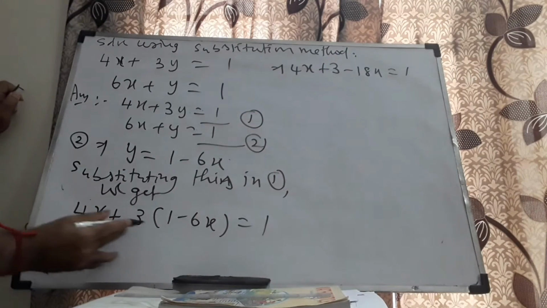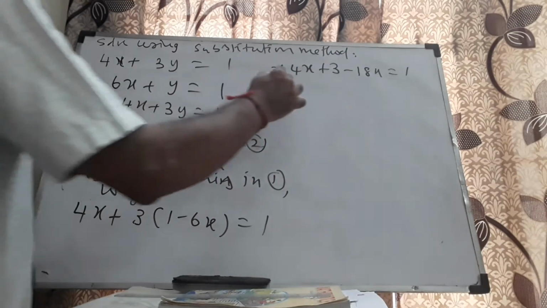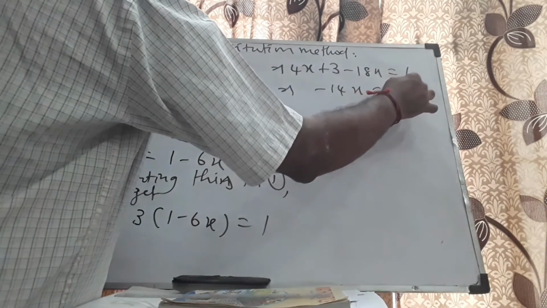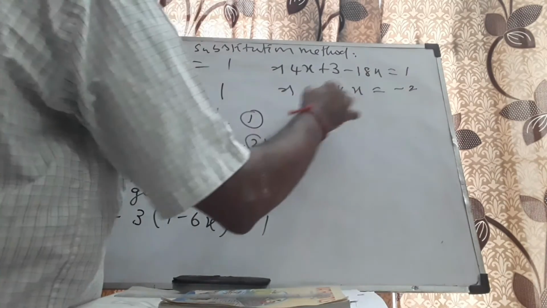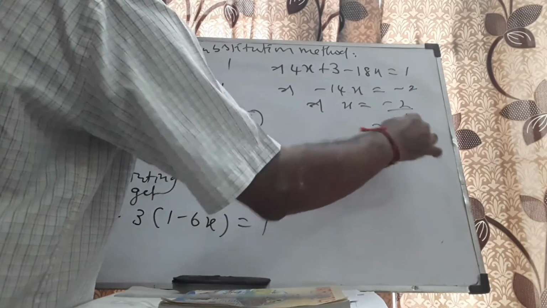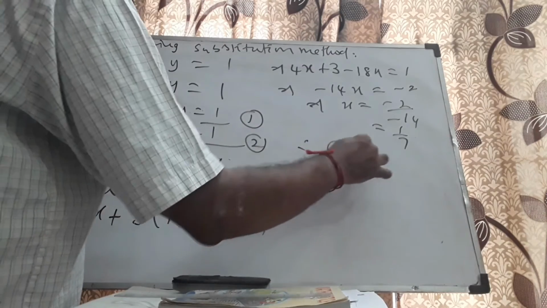Are you able to follow? 4x plus 3 minus 18x, which will imply minus 14x is equal to minus 2, which will imply x is equal to minus 2 by minus 14, which is 1 by 7. Therefore, go back to equation 1.